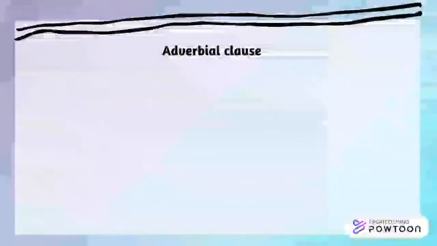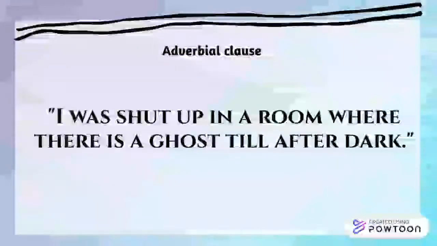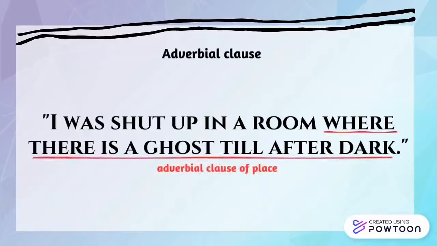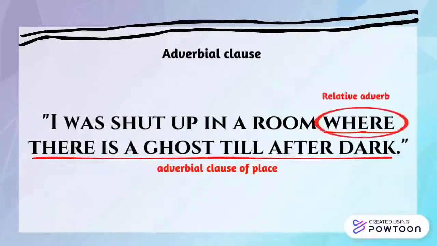Now we are analyzing an adverbial clause. I was shut up in a room where there is a ghost till after dark. In this complex sentence, the independent clause is I was shut up in a room, and the dependent clause is where there is a ghost till after dark. The type of subordinate clause is an adverbial clause of place. The adverbial clause is introduced by the subordinator where, which is a relative adverb, giving information about the place and therefore modifying the whole clause.